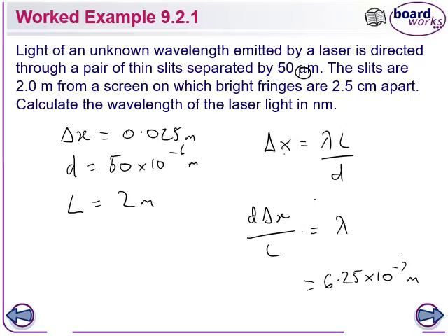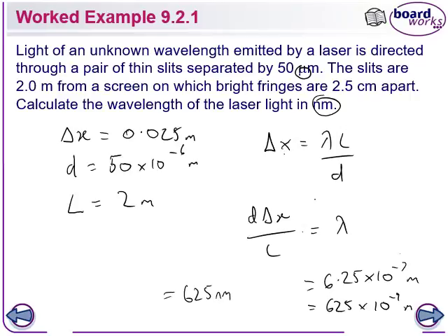Now the question is asking for it in nanometers. Okay, so you can see up here in nanometers. So nano is times 10 to the negative 9. So we'd need to multiply this number by 100 to get to that, which is equal to 625 times 10 to the negative 9 meters, or 625 nanometers.